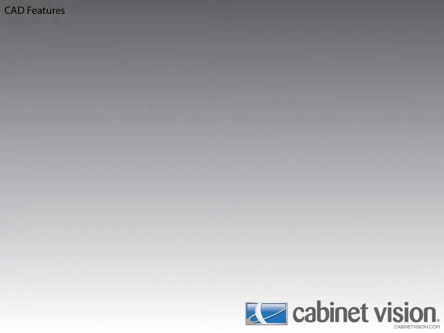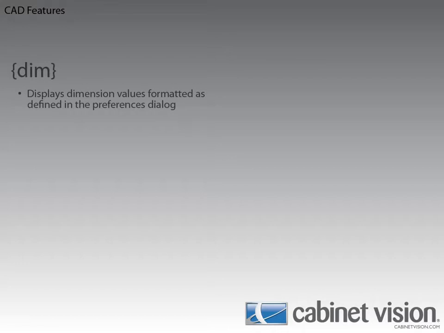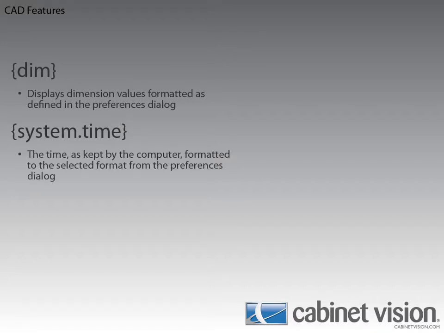Now it may not seem like we've talked about CAD a whole lot, but all of that was leading up to this. The two new auto text variables that we've added to Cabinet Vision. The first is dim. What this will do is allow you to edit the text of CAD elements and specify the dim value. It will then be replaced in CAD with the dimensions of the element. The next is the system.time auto text variable. This will display the time that is kept on your computer.